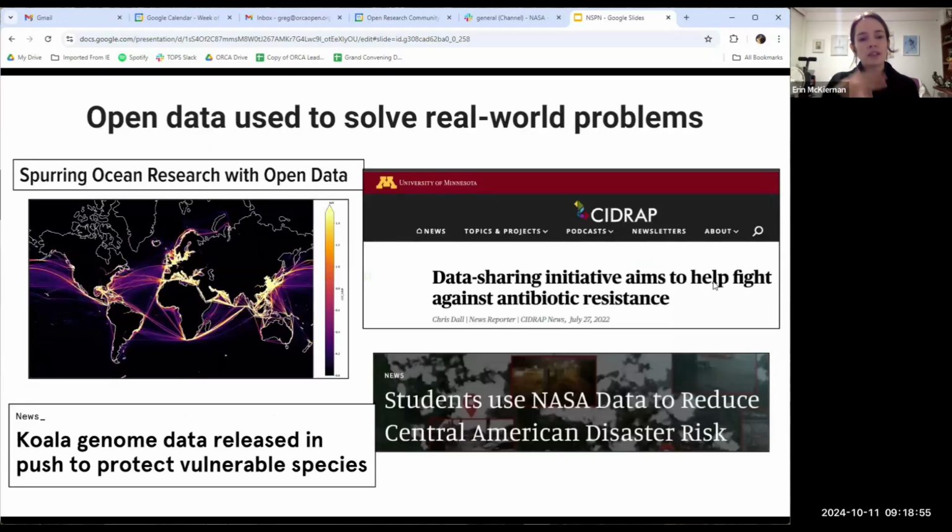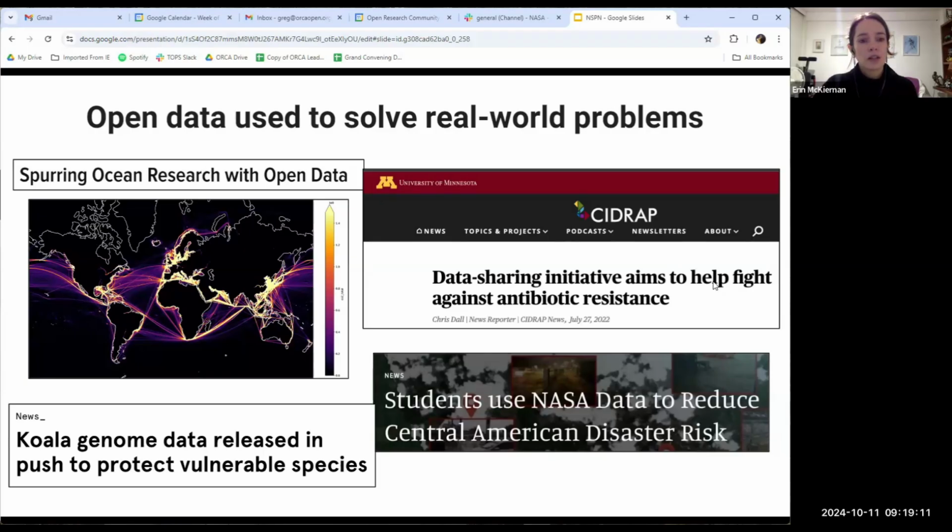And as we saw with open access, this is not just an abstract problem. People are using open data to solve real world problems. So these are just a few examples that I think are particularly relevant to some of the challenges that we're facing today.